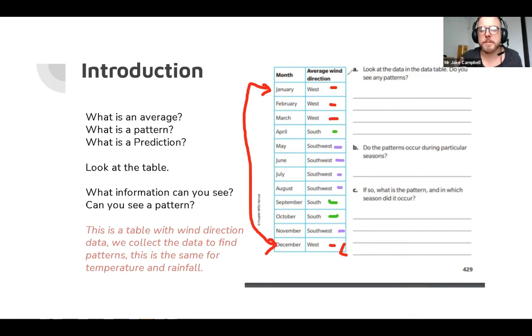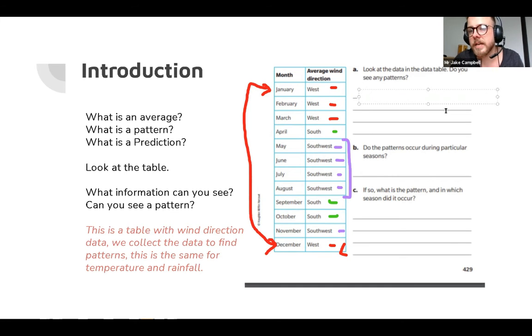So, can we see a pattern, Lewis? Yeah. What is the pattern? A pattern is west, west, west, and west. Good. And what about these months? Is that the same pattern? Southwest. Yeah, and it's 4. So we have found patterns in groups of 4. So that's what we can talk about in our first answer.